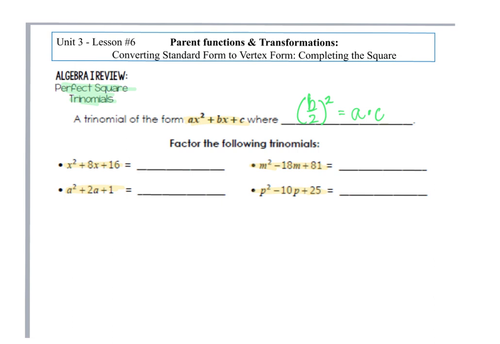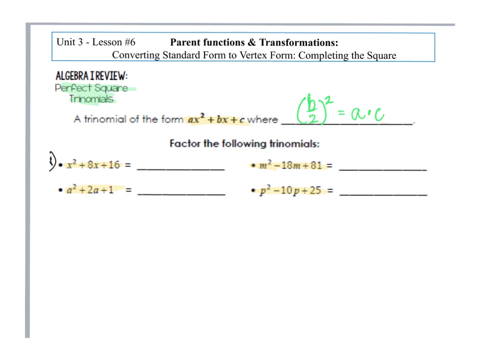Okay, so we're saying we have a perfect square trinomial when we can take half the b value, square it, and that's the same thing as our a, or coefficient of x squared, times the constant. So let's do a few of these examples to see what that means. It says factor the following trinomial.